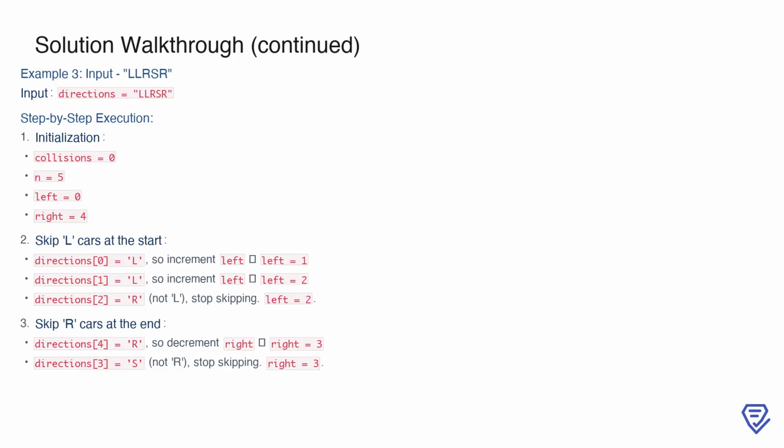Then, we check for R cars at the end. The car at index 4 is R, so we decrement right to 3. At index 3, the car is stationary, represented by S, so we stop skipping, and right remains 3.